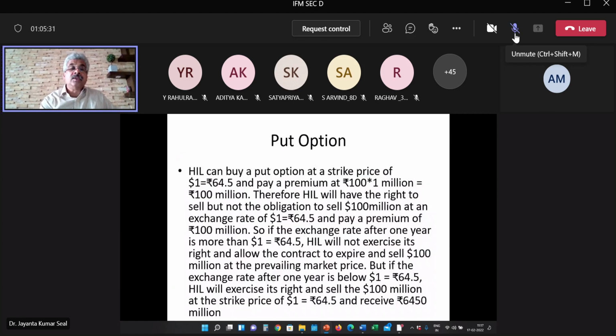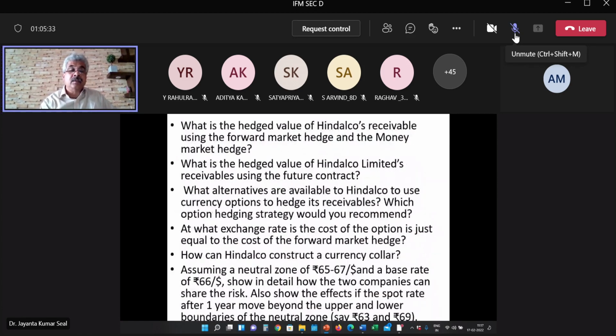What is the last question? I believe risk sharing. Assuming a neutral zone of 65 to 67 per dollar and a base rate of 66 per dollar, show in detail how the two companies can share the risk. So they have decided, as I told you earlier also, it is not necessary that this base rate will be the mean of this lower and upper boundary. Not necessary. So what will be the base rate and what will be the neutral zone, that will be decided by both the parties sitting together.